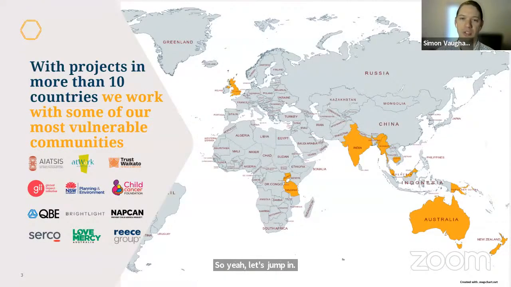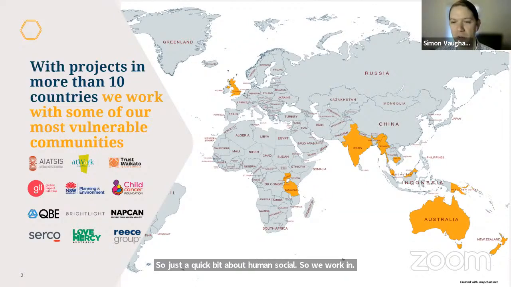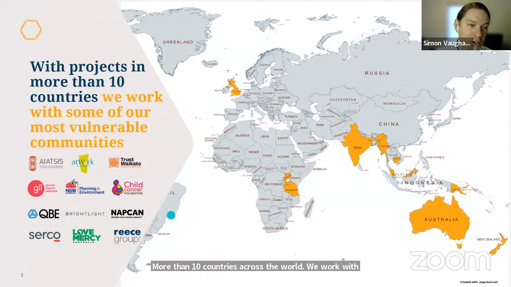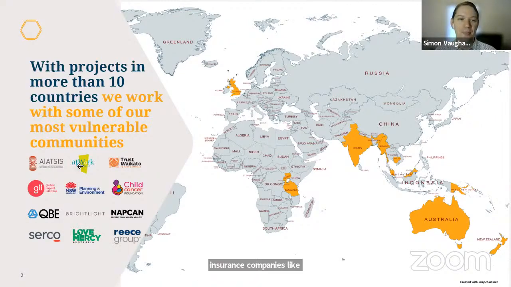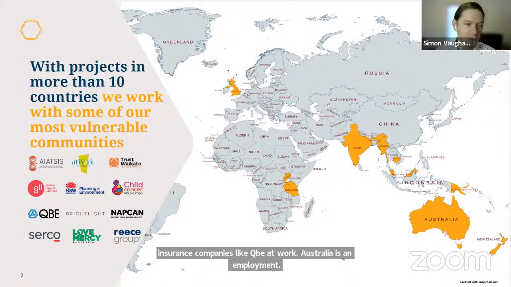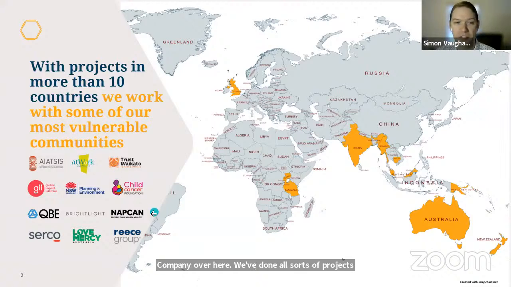So just a quick bit about Huber Social. We work in more than 10 countries across the world. We work with some of the world's most vulnerable communities, but we also work with a lot of businesses. So we've got some logos down here of people we've worked with, big insurance companies like QBE, Outwork Australia is an employment company over here. We've done all sorts of projects as well with the not-for-profit sector. We work in New Zealand Aotearoa with a whole bunch of organizations, so with Trust Waikato, New Zealand Child Cancer Foundation. So lots of experience in different places.